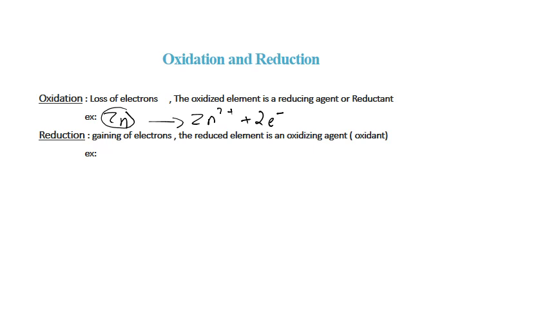While reduction is a gaining of electrons. For example, Cu2+ can gain 2 electrons to become a metal. So the ion becomes a metal. Cu2+ gains 2 electrons, so it is called an oxidizing agent or oxidant.